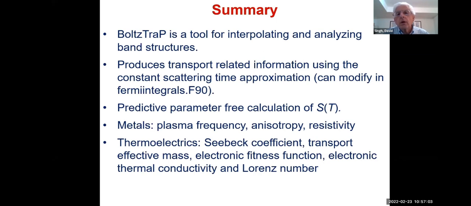So BoltzTraP is a tool for interpolating and analyzing band structure. BoltzTraP is working on the band structure part, the eigenvalues, the velocities, and then doing integrals. So it produces transport-related information using the constant scattering time approximation, which you can modify. It gives you a predictive parameter-free calculation of the Seebeck coefficient and the Lorentz number, which can be useful in comparing with experiments. It can also be used in metals for the plasma frequency, conductivity, anisotropy, and resistivity, and in thermoelectrics for several different things that we talked about.